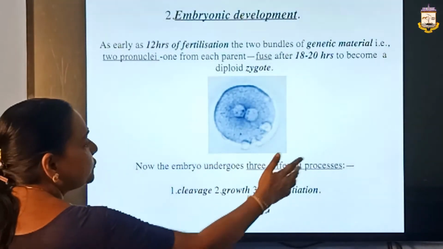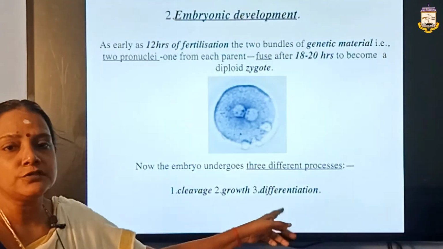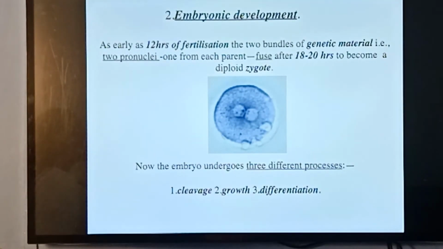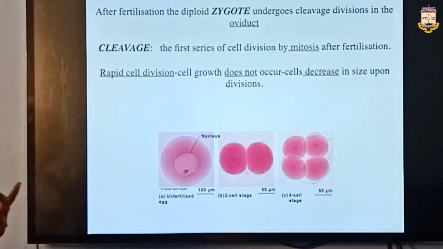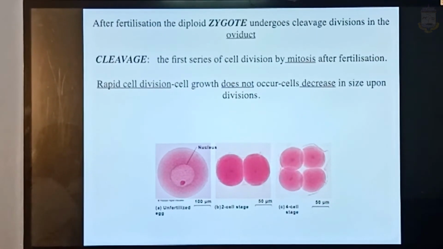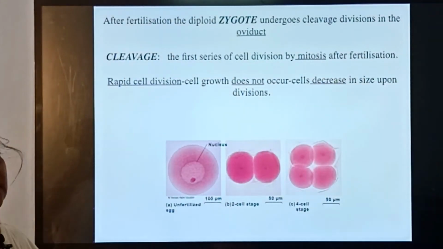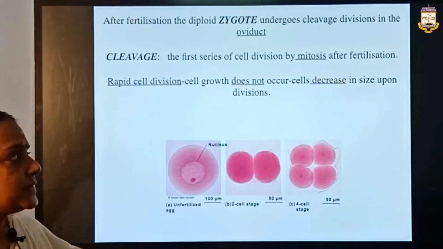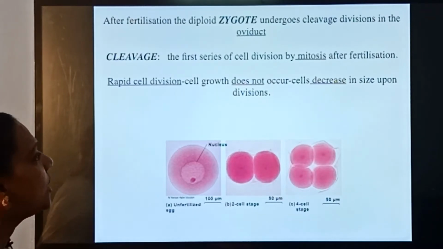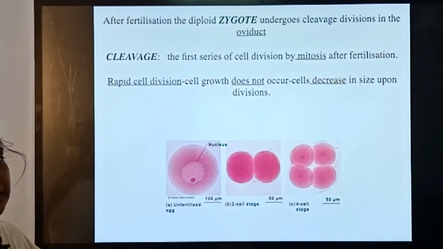After that, this has to undergo three main processes. What do you call them? Cleavage, growth and differentiation. These are the further steps which have to be done. Now after fertilization, the diploid zygote undergoes cleavage division. What is cleavage division? This is also happening only in the oviduct. Now it doesn't enter into the uterus. So far it is going on only in the oviduct. So the first series of cell division, first time it divides into two by mitosis after fertilization. Now the process is mitosis, not meiosis.